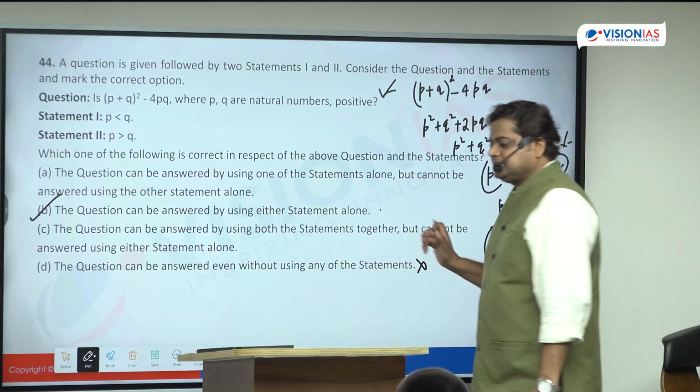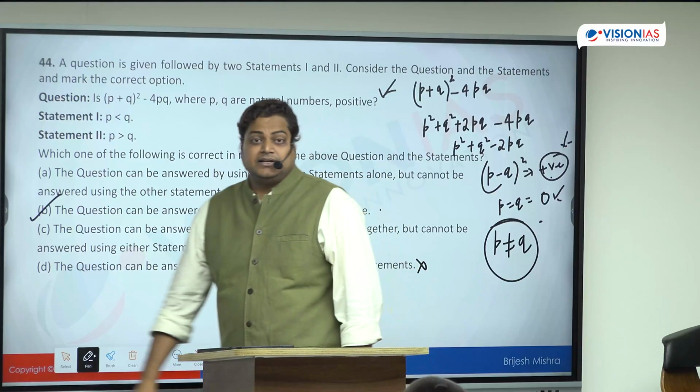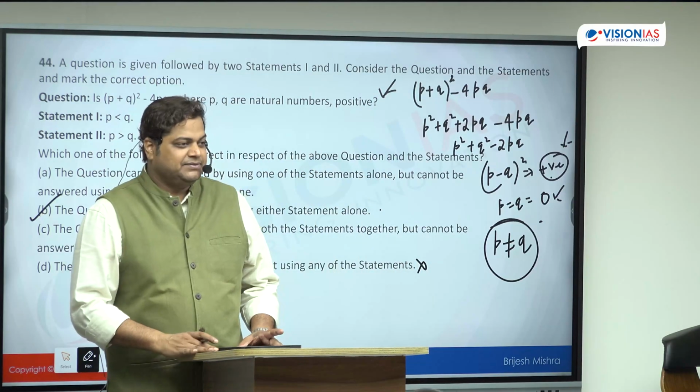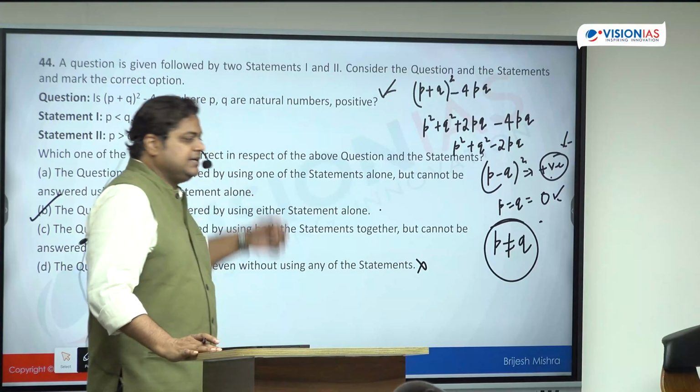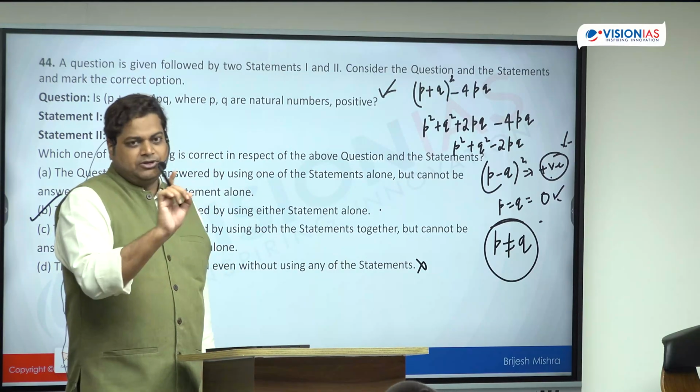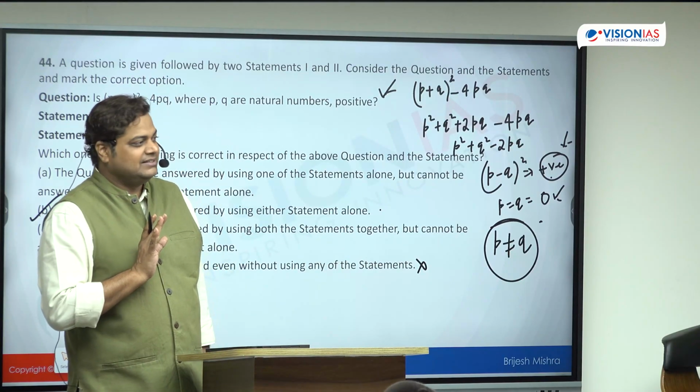Why this was tricky? बस ये तो 0 वाला case था. That was important. Otherwise, without the help of these statements, we can get answer. But p must not be equal to q. यही होना चाहिए. Done?